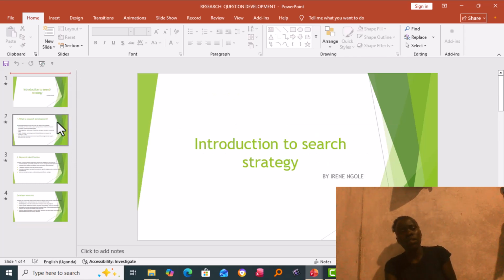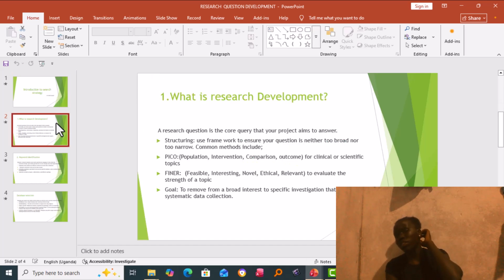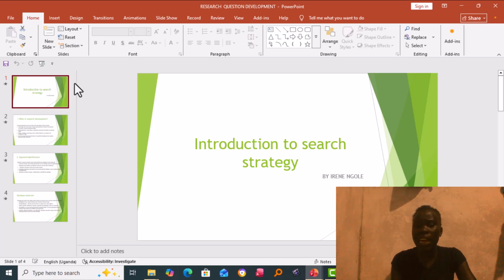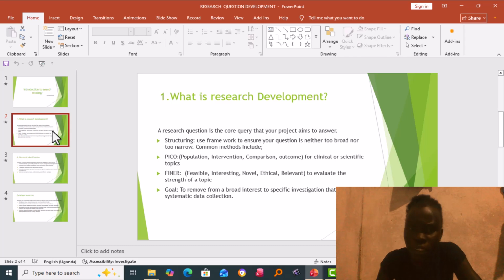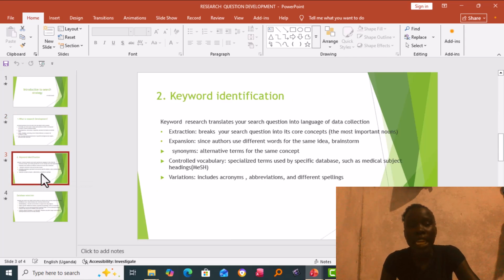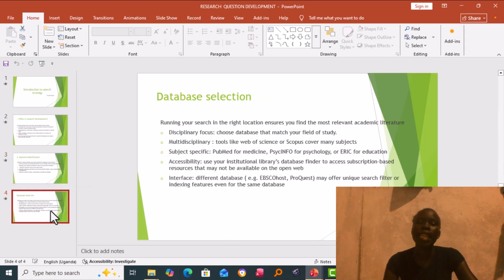These are some of the research development skills that you really need to know. These are the search strategies that you have to put at the back of your mind. The first one, what is the research question development? The second one, you have to know the keyword identification, and the other thing is the database selection.